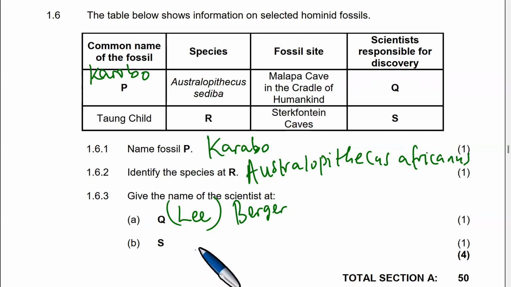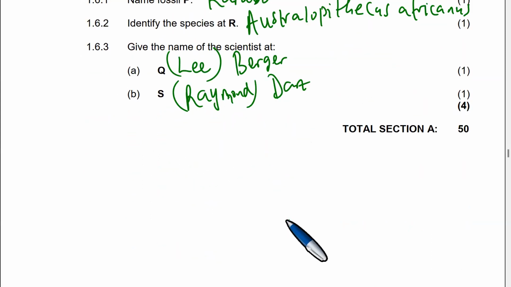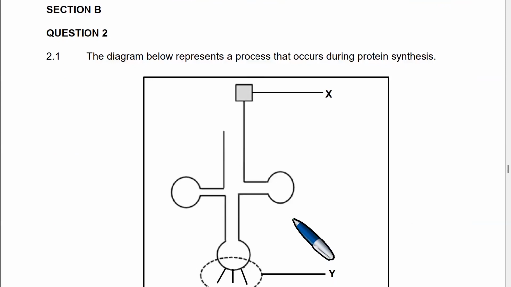What is the name of that scientist? The Tung child was discovered by Raymond Dart. Raymond Dart discovered the Tung child at the Sterkfontein caves. Karabo at Malapa cave in the cradle of humankind. Karabo was discovered by who? By Lee Berger. Let's just label these and then we're done.